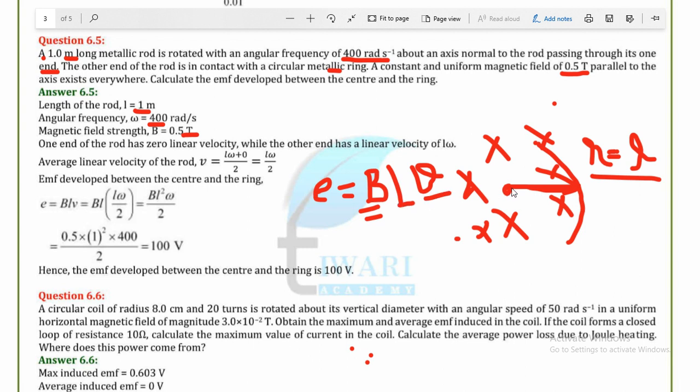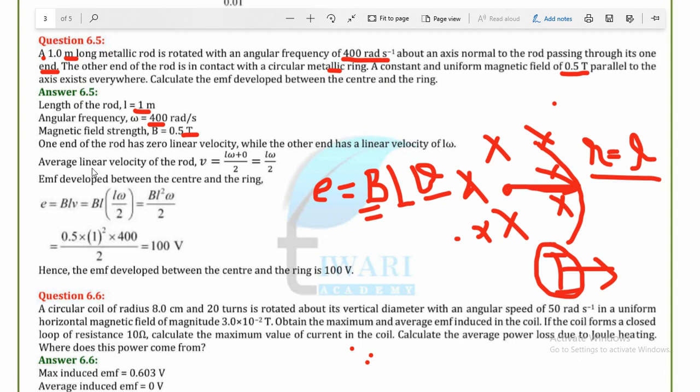But in this case you can see this rod is rotating. It is not moving with velocity V in one direction. Suppose this is the rod, and if it is moving with velocity V, then you can use the velocity V for this rod. But this one is not moving, this one is rotating. So in this case its linear velocity is different and its angular velocity is given here. So we are ready to find out its linear velocity first.